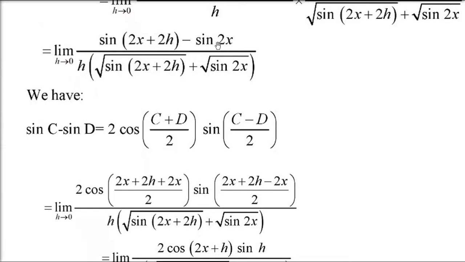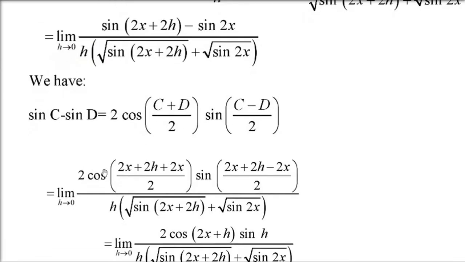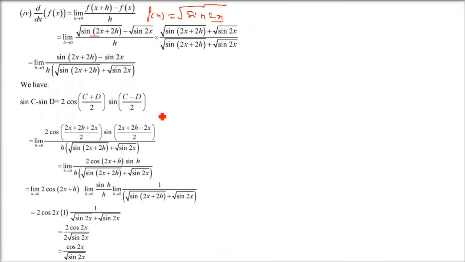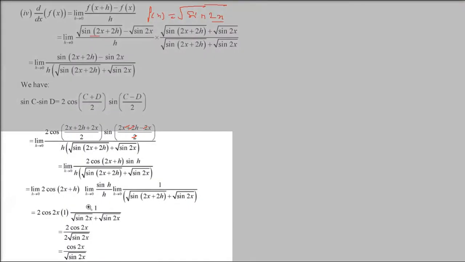Now sin c minus sin d you can apply here. Sin c minus sin d is 2 cos((c + d)/2) sin((c − d)/2). So 2 cos((c + d)/2) sin((c − d)/2). Here 2x gets cancelled in the sine term, 2h by 2, so only h will remain. So you have sin h here. And this cos term you don't worry about because ultimately h will be 0. So sin 2x, sin 2x under root, so 2 under root sin 2x will come for this.